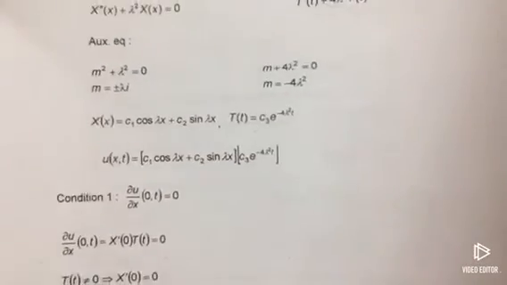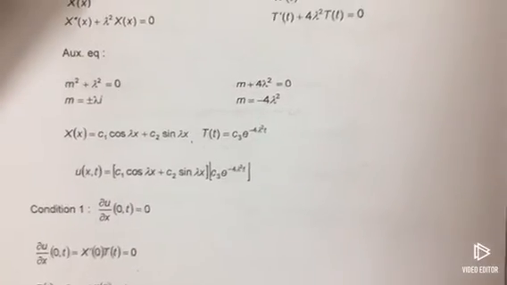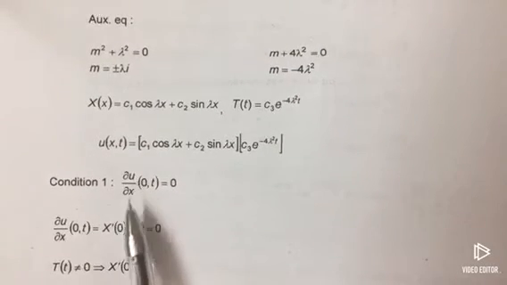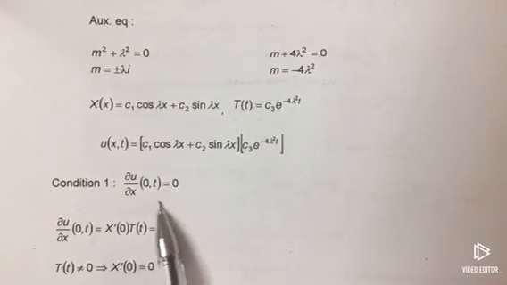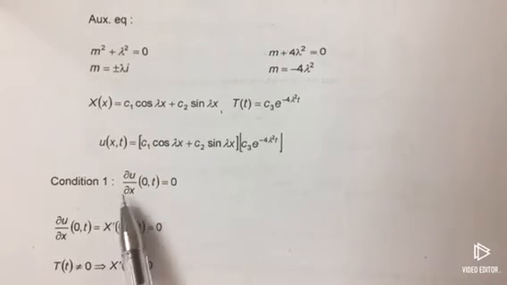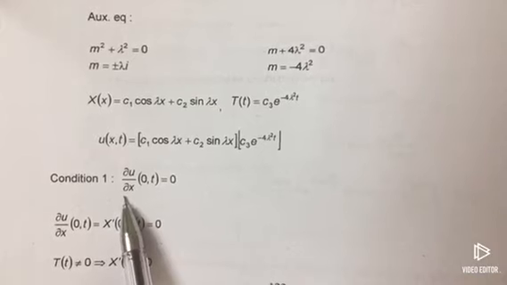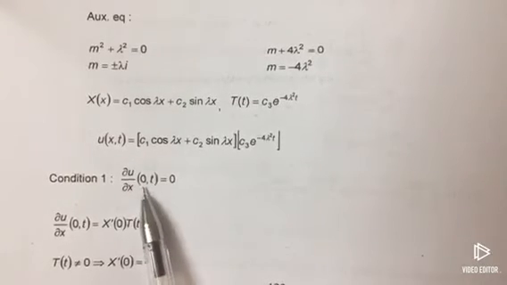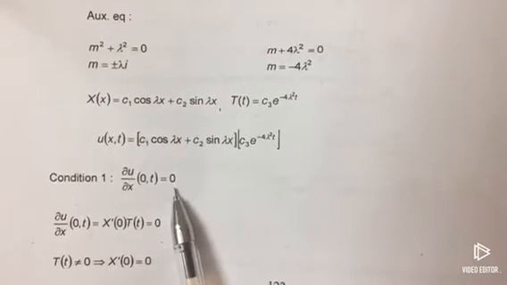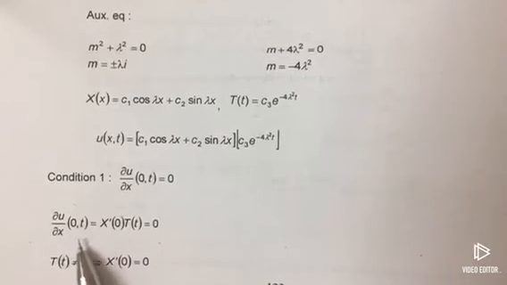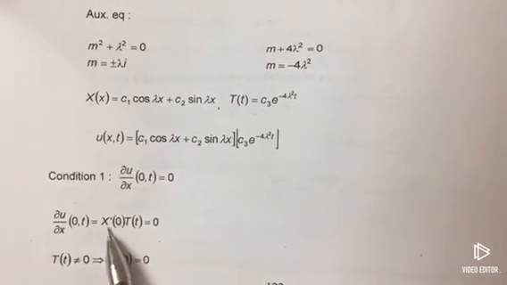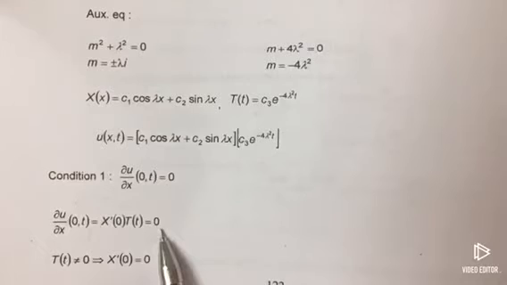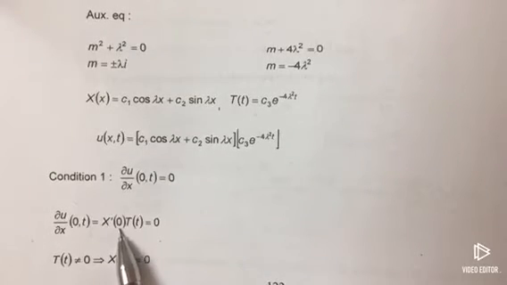In condition 1, given del u del x, okay, this is from the given in the question, given the temperature insulated. So we use del u del x at x equal to 0 equal to 0. Okay, so del u del x is equal to X prime T. Okay, here given 0, so carry the value of 0 at x equal to 0, substitute x by 0.